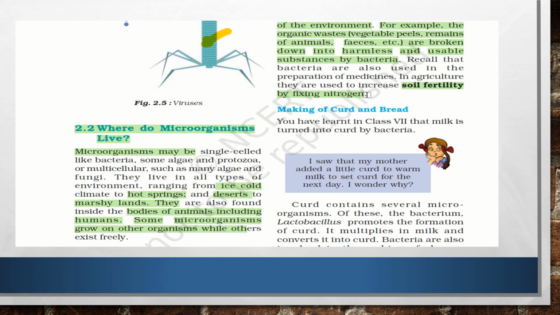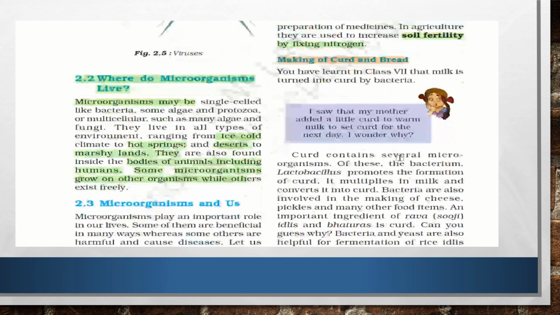Now next, when we come to the food industry, the food and beverage industry is also highly benefited by these beneficial bacteria, like in making curd and bread. In the formation of curd, the protein casein present in the milk coagulates to form curd. The bacterium Lactobacillus promotes the formation of curd, and it multiplies within the milk and converts it into curd. Bacteria are also involved in making cheese, pickles and many other food items.